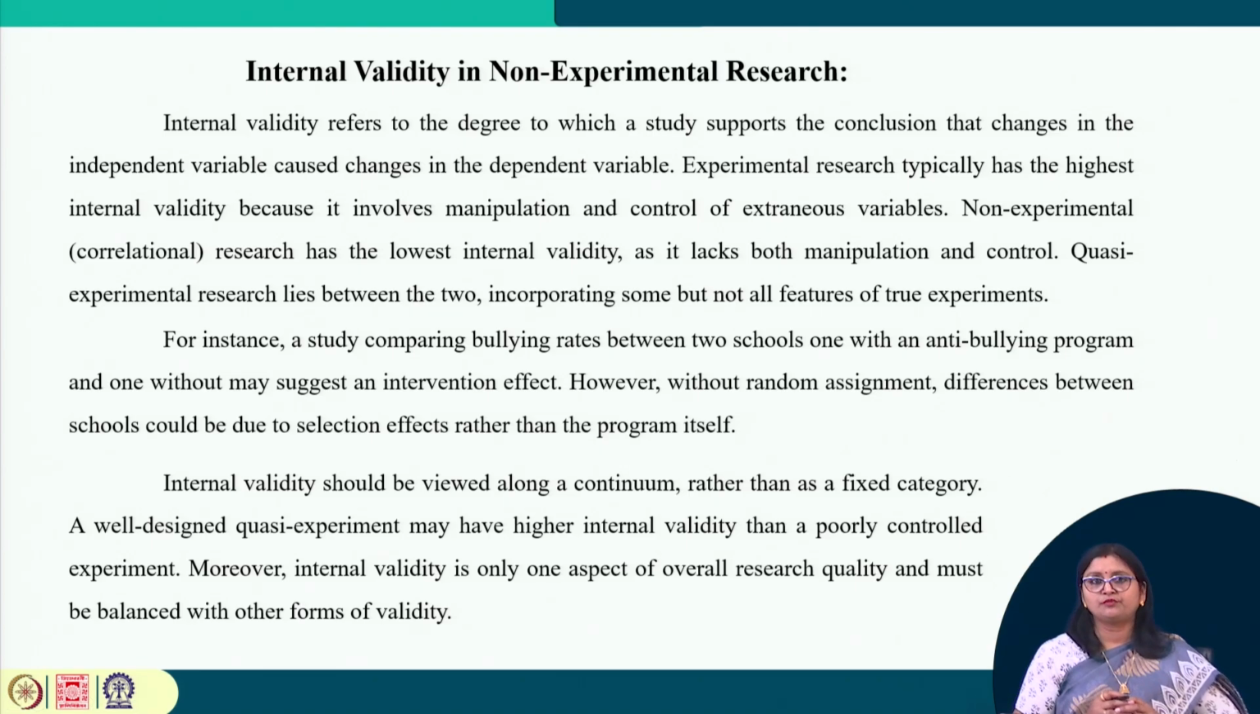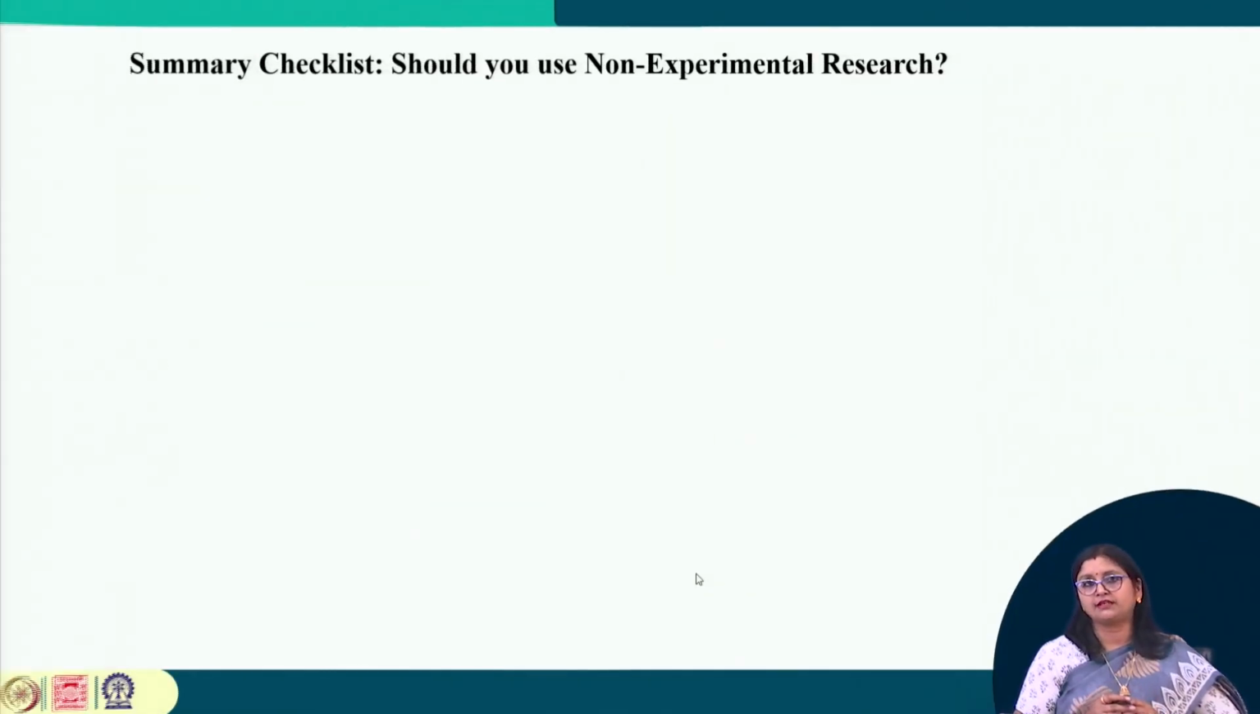Internal validity should be viewed along a continuum rather than as a fixed category. A well-designed quasi-experimental research may have higher internal validity than a poorly controlled experiment. Moreover, internal validity is only one aspect of overall research quality and must be balanced with the other forms of validity.